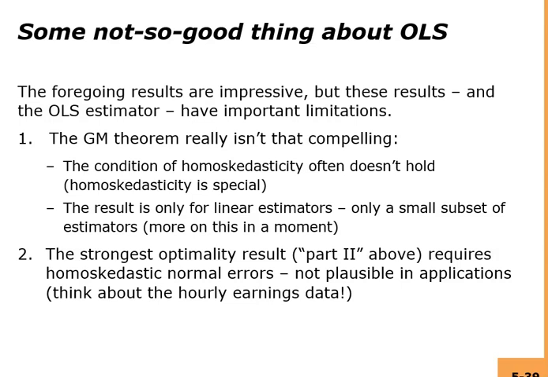The other thing is that this result is only for linear estimators. So only a small subset of estimators will be linear in the population. More often than not, the population relationship, beta 1, should not be linear, because relationships change with increases in x and y, which simply means that it's very hard to find a truly linear relationship in real life.